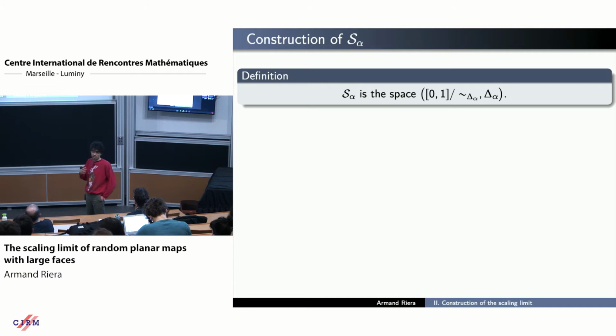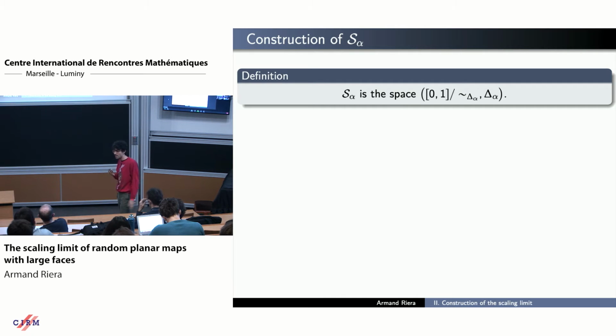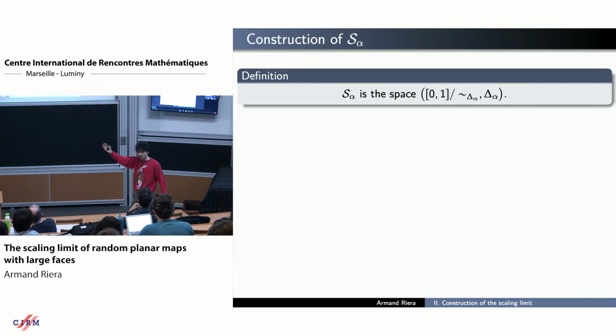And this is very similar to the construction, for example, of the Brownian tree or the loop tree or the Brownian sphere. We take the segment 0, 1, and we make some identifications using a pseudo distance. And now I'm going to use the rest of this talk giving a general overview of the ideas that we use to prove that we actually converge to this object.